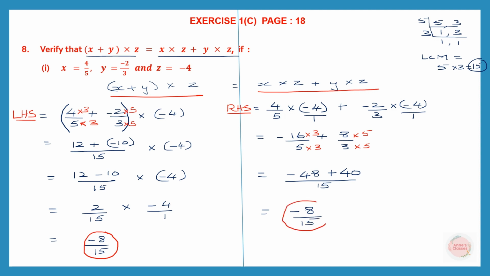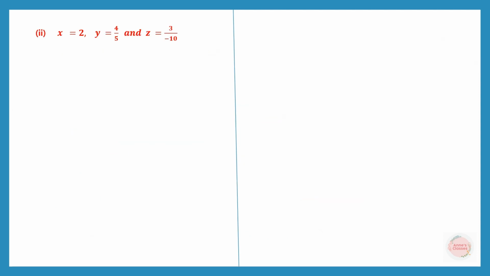Minus 8 by 15. And on the left hand side, minus 8 by 15. That means left hand side is equal to the right hand side, and we have verified that. Okay, so for the first question, we have verified and shown that the answers on the left hand side and the right hand side are the same.